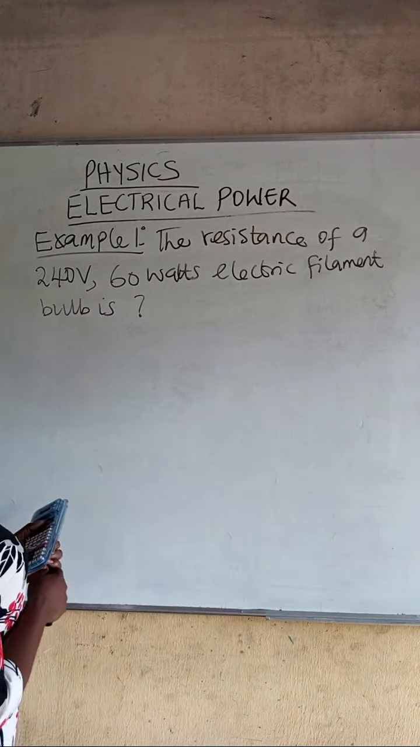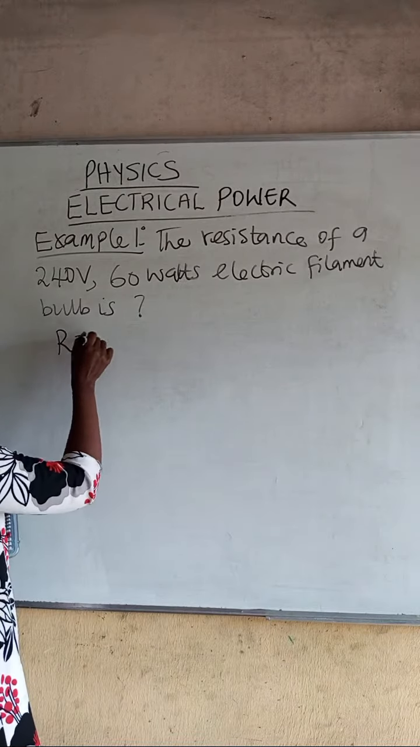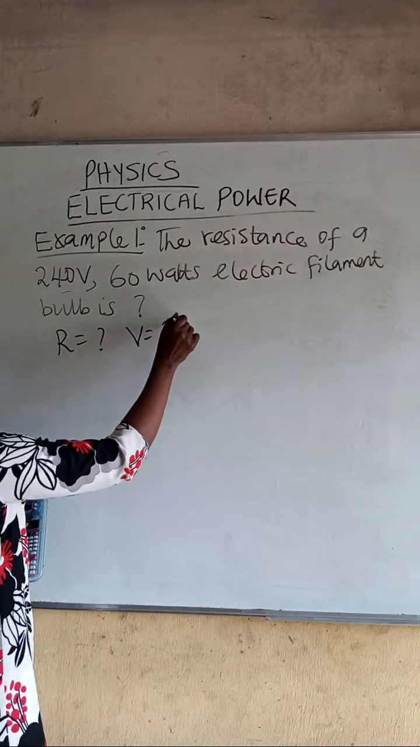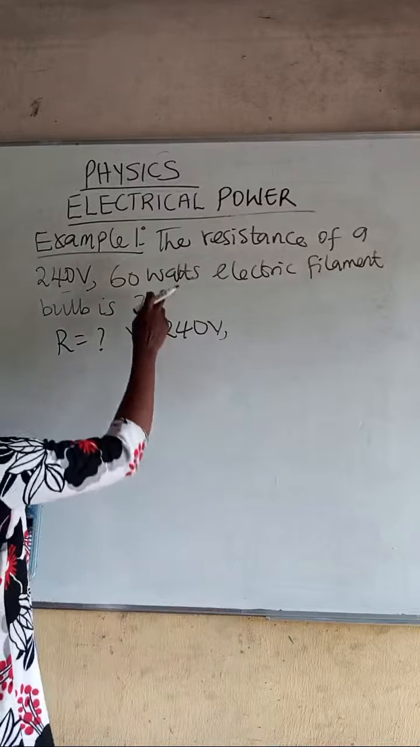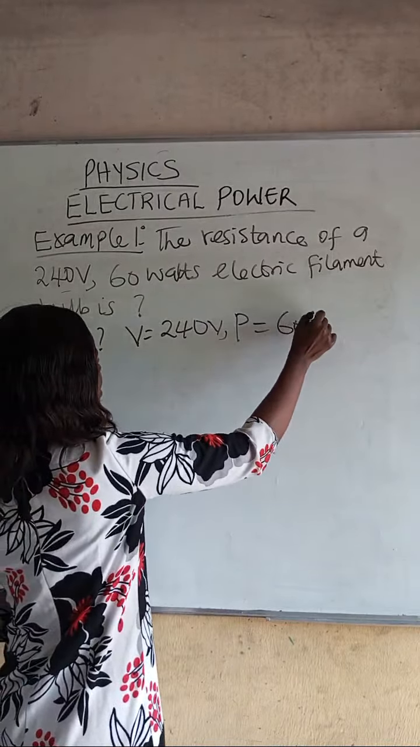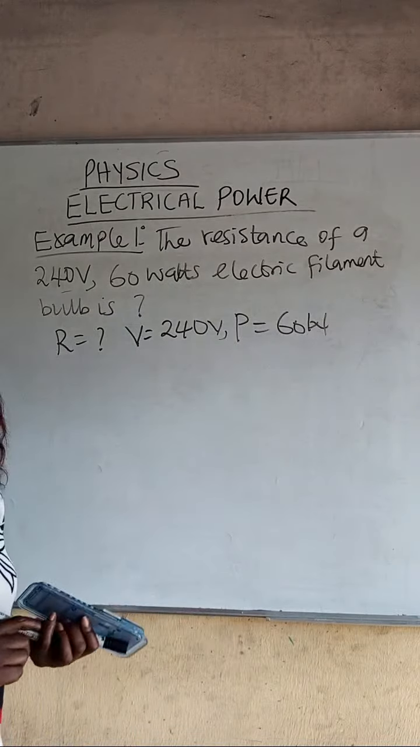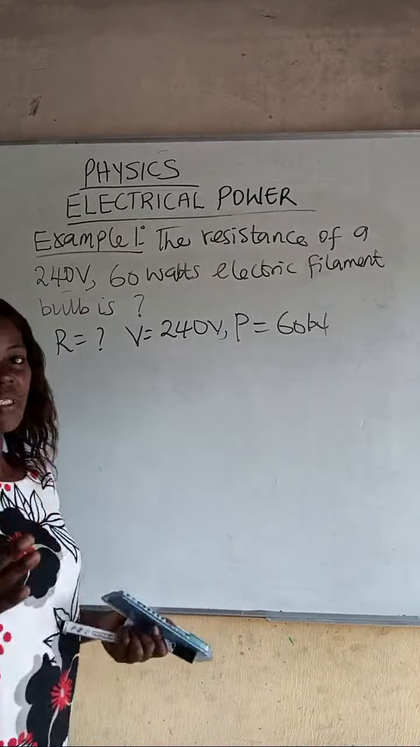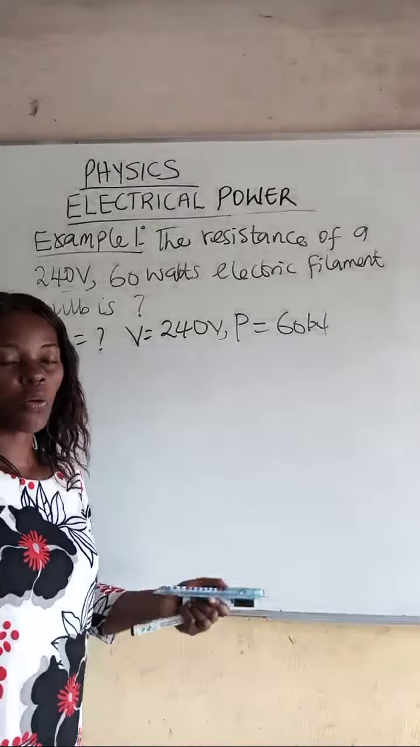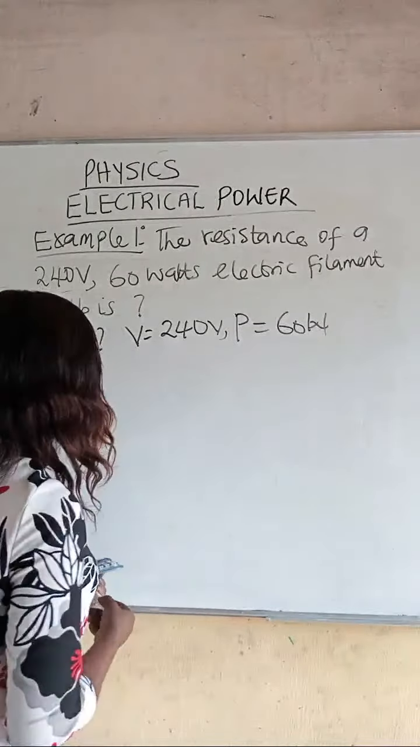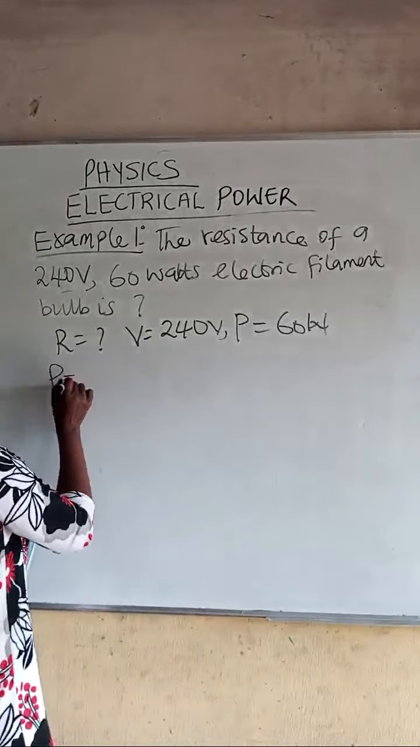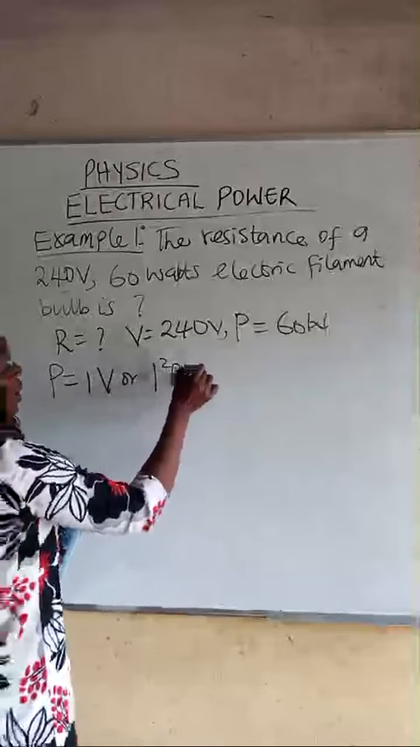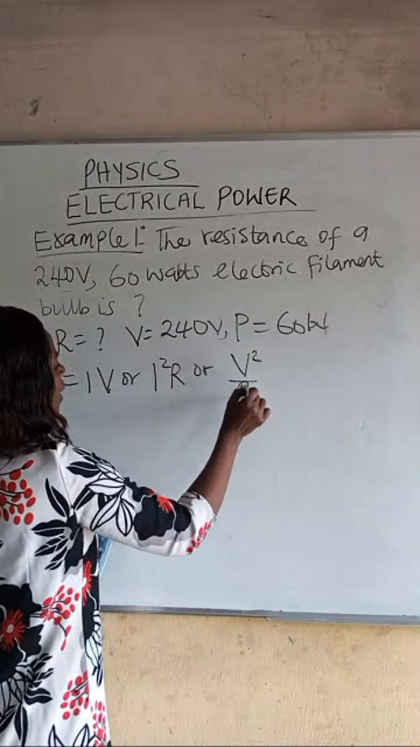Now let's state our parameters. Our resistance is what we are actually looking for. The potential difference V is 240 volts, and the power P is 60 watts. Since we are given power, the first thing that comes to mind is the formulas of power. Power is equal to IV or I squared R or V squared over R.